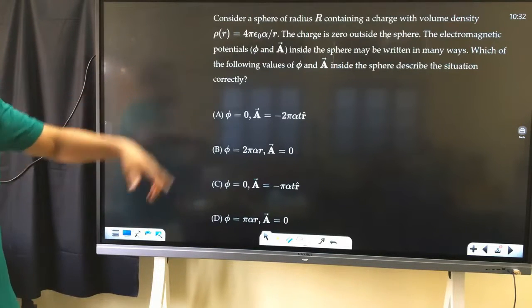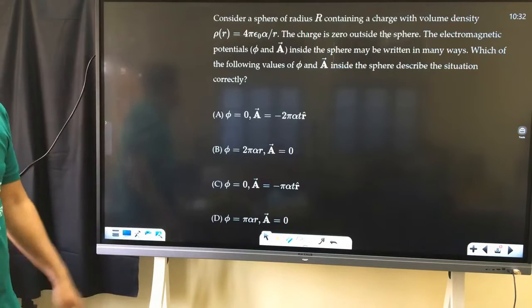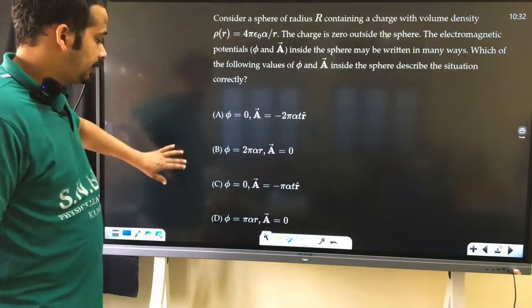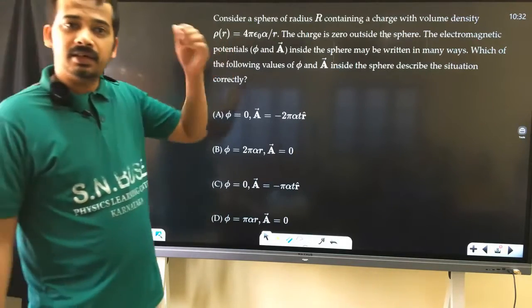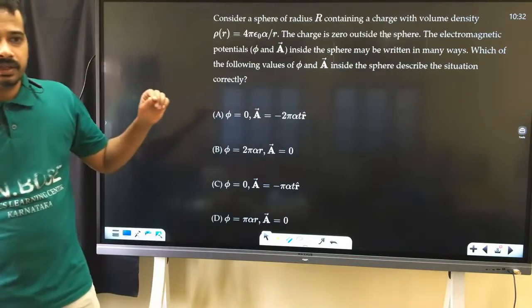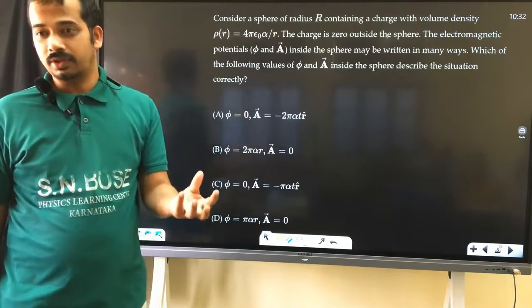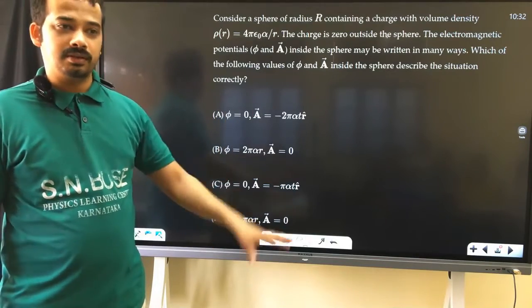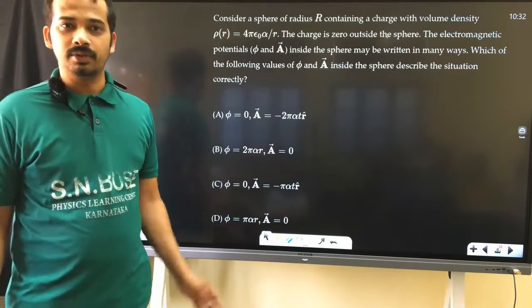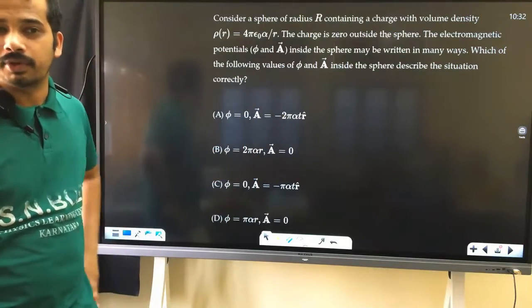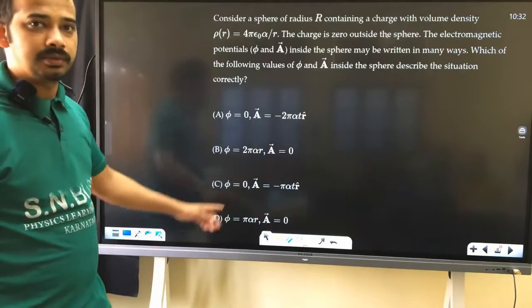The charge is zero outside the sphere. The electromagnetic potential inside the sphere may be written in many ways. I think we have taken one example. For a charge which is at rest at the origin, you can make your scalar potential zero, you can make the vector potential time dependent, and you can define it that way. That's a Griffiths problem, very similar to that one.